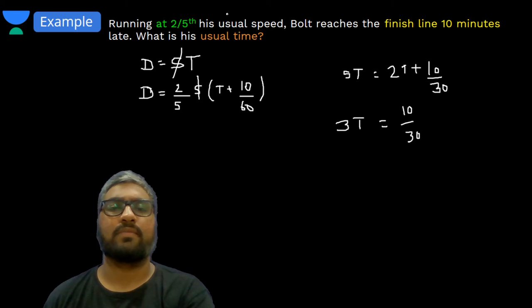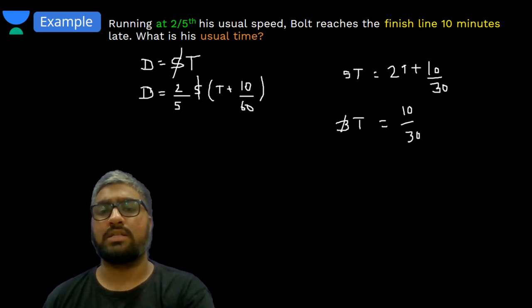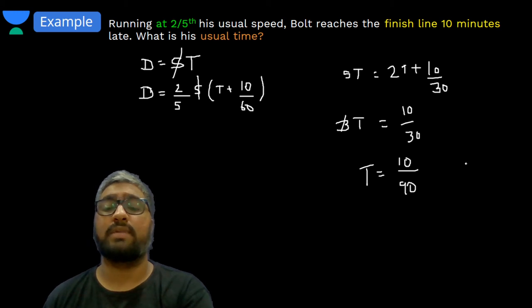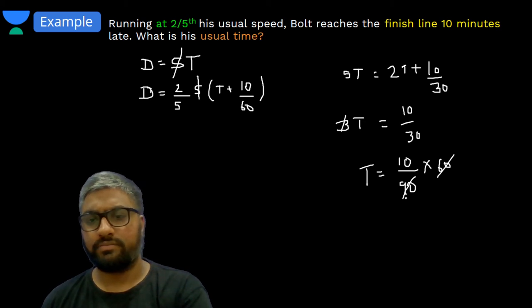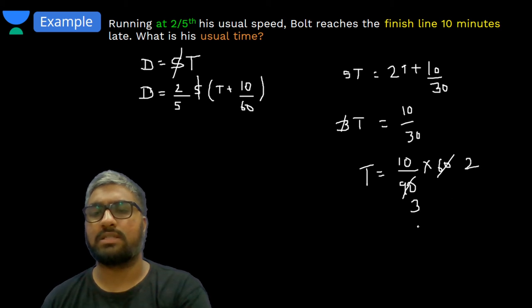I think there's something wrong here. 10 minutes late, so 10 minutes extra, at 2/5 of his usual speed. Okay, we'll get the answer in terms of hours. Sorry, this would become t equals 10 by 90. In terms of hours, all you have to do is multiply it with 60 if you want minutes, which is nothing but time is 20 by 3 in terms of minutes.